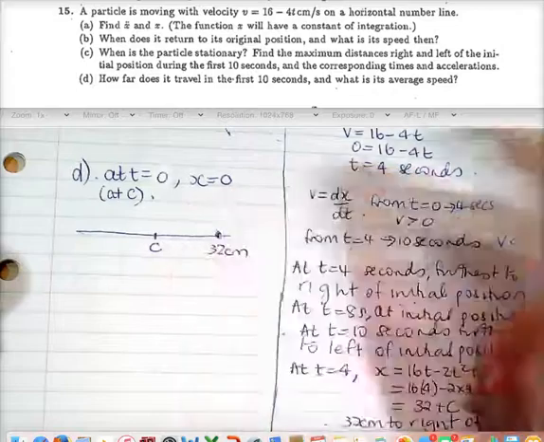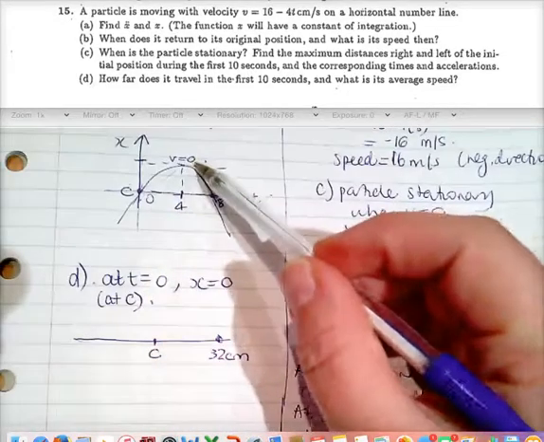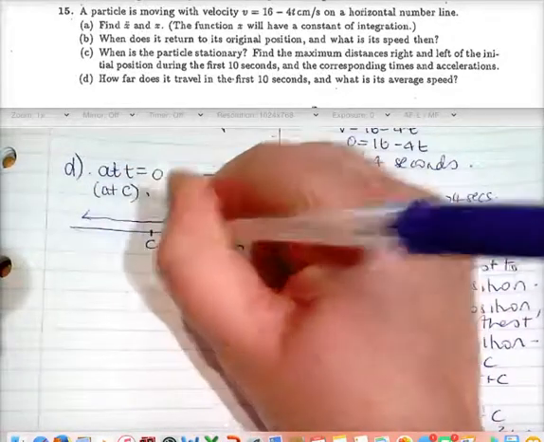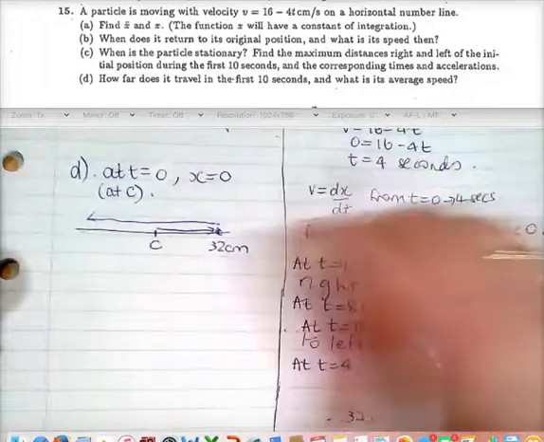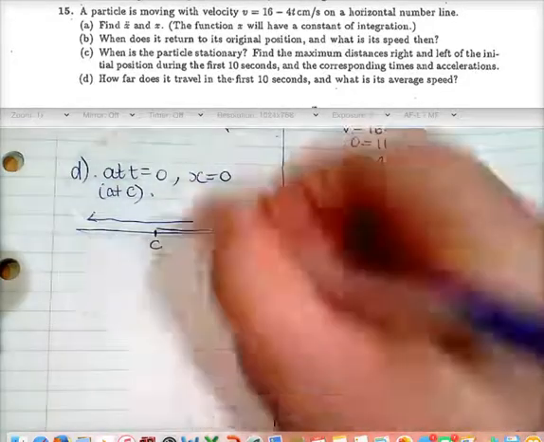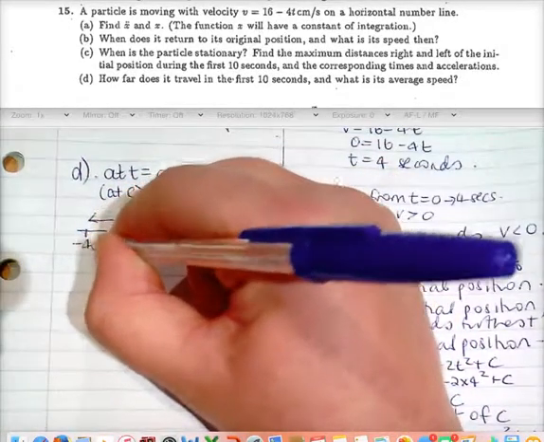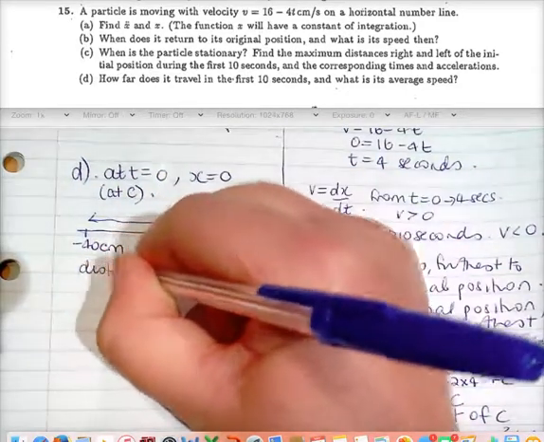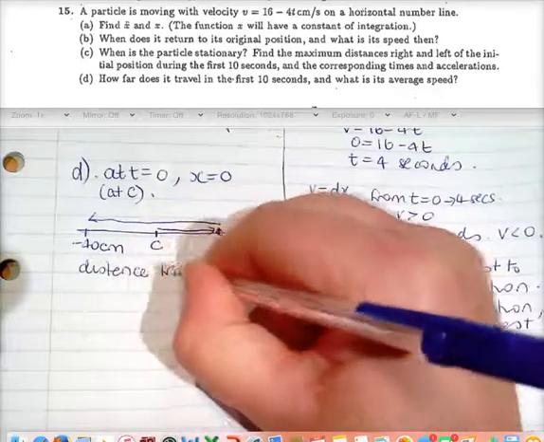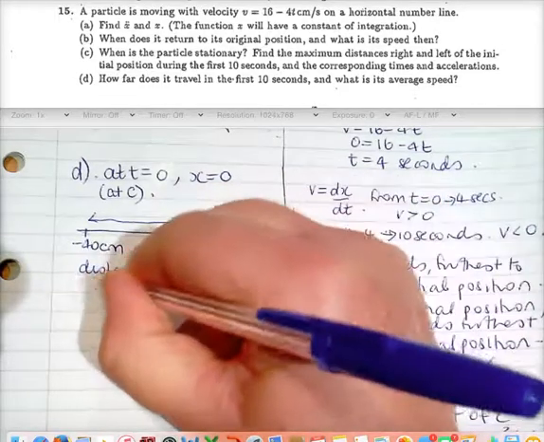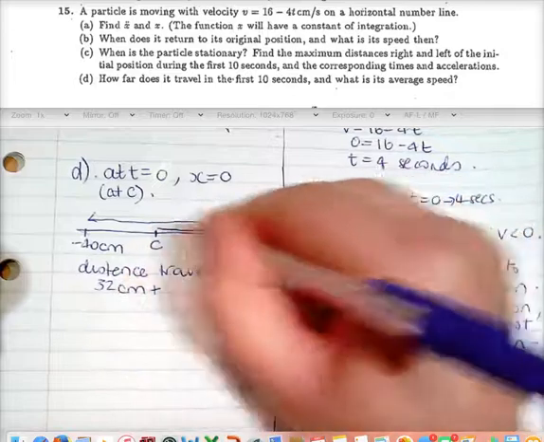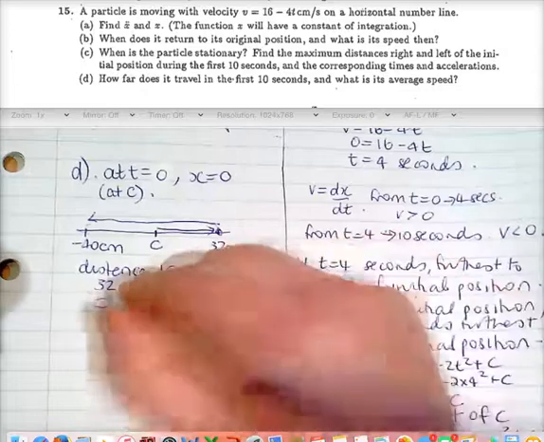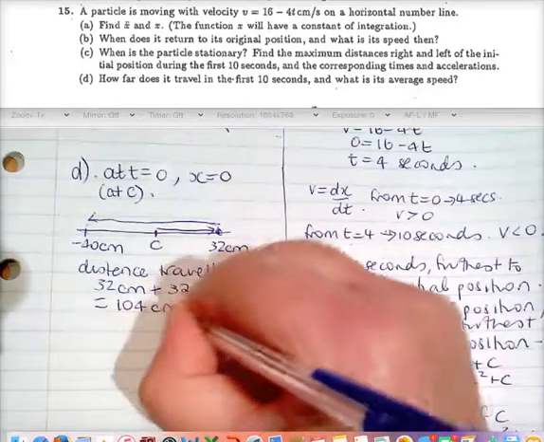And then it stops because velocity is 0 at 4 seconds, and then it turns around, and at 10 seconds it ends up being 40 centimeters to the left of the origin. So it's moved 32 centimeters, and then ended up 40 centimeters to the left. Therefore the distance travelled is 32 centimeters plus 32 coming back and another 40, 32 plus 32 plus 40, which is 64 plus 40, which is 104 centimeters.